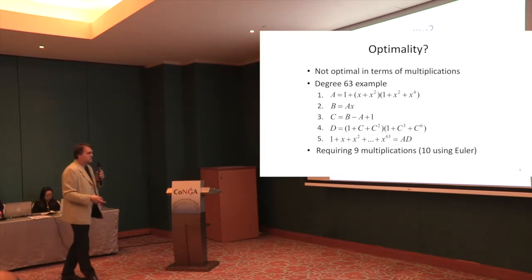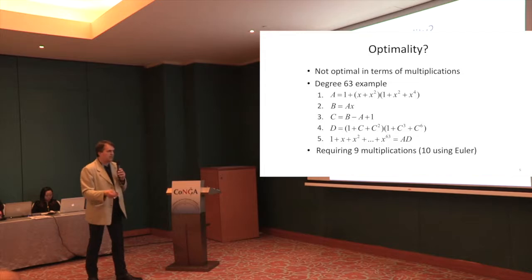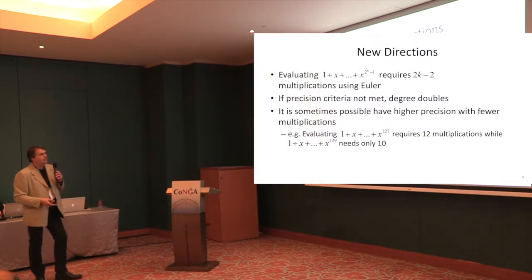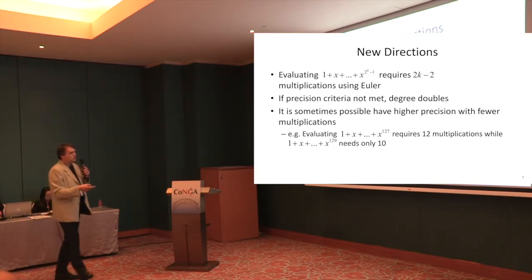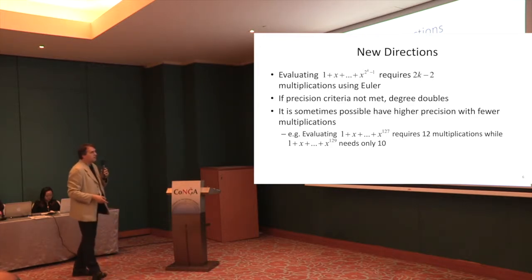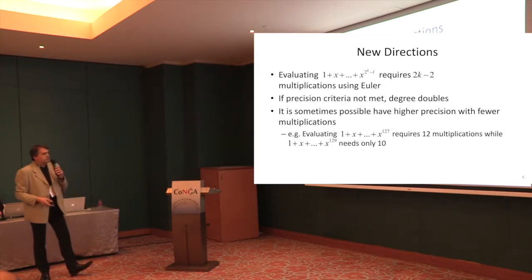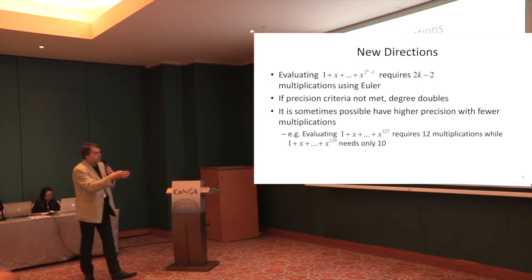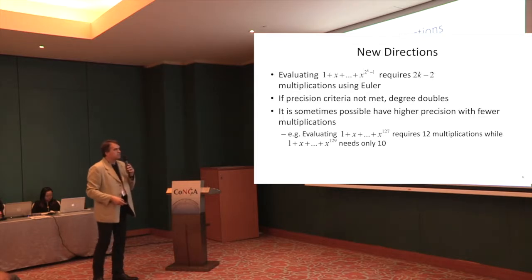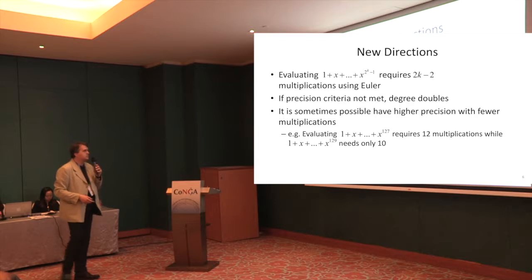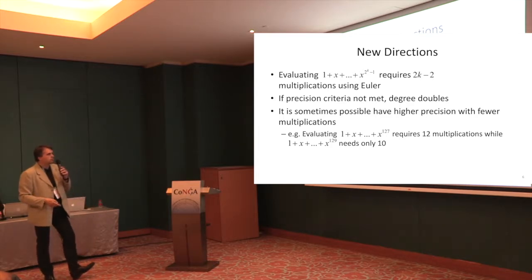What are the savings that we can get? Are they massive? Are they marginal? Etc. And let's see. So, evaluating the standard polynomial requires 2k minus 2 multiplications if we're using Euler's formula, assuming that we are cutting the number of terms to be a perfect power of 2. So if you have to evaluate such a thing and the precision criteria is not met, so for example x of course must be less than 1, otherwise the series diverges, we double the number of terms and it costs only 2 multiplications.